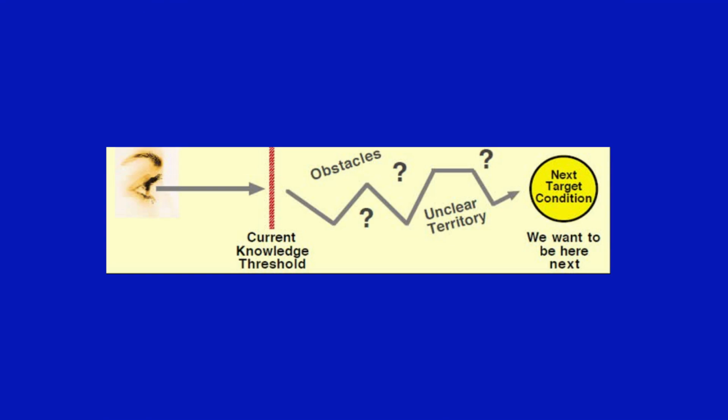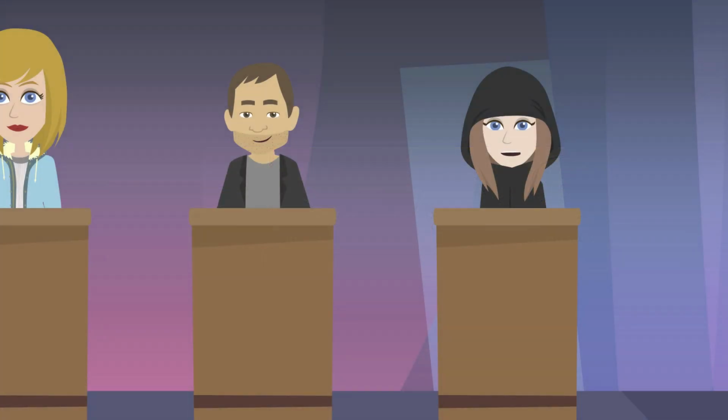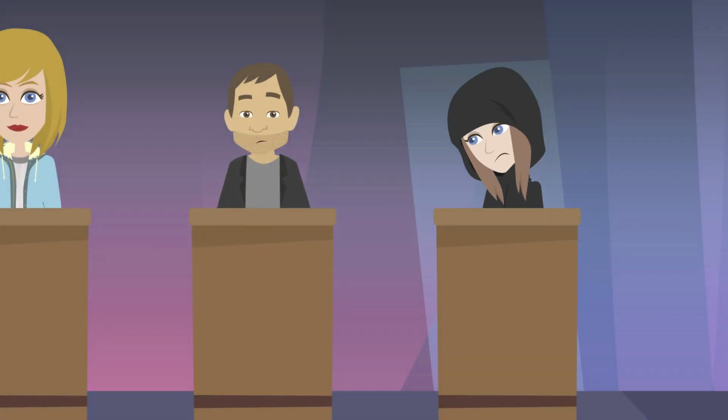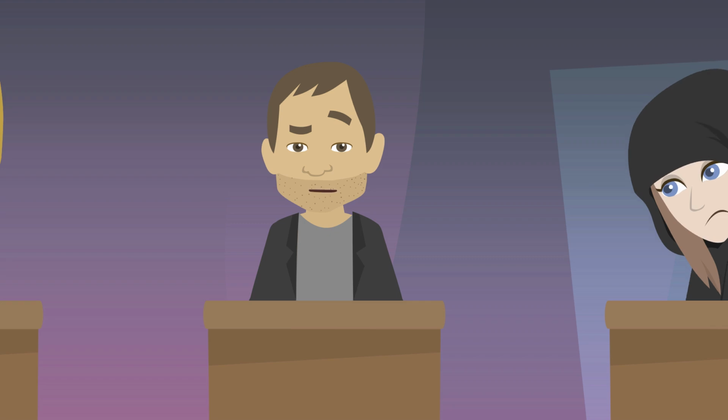This diagram shows the predictable zone to the left of the knowledge threshold. This is what we call the zone to the right side of the threshold. What is the obstacle zone? What is the uncertainty zone?